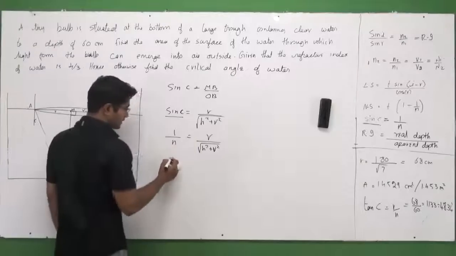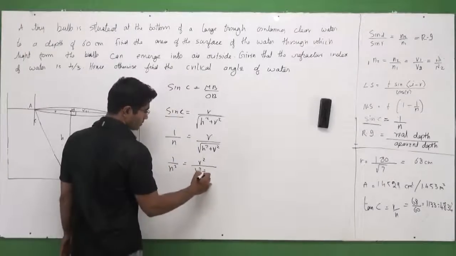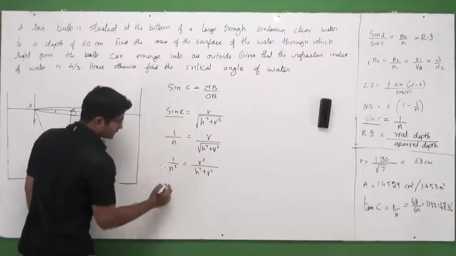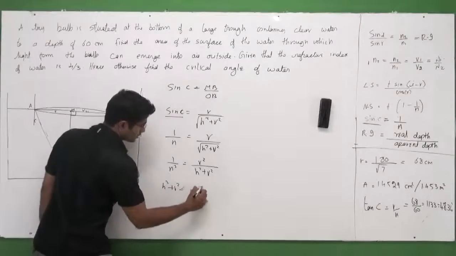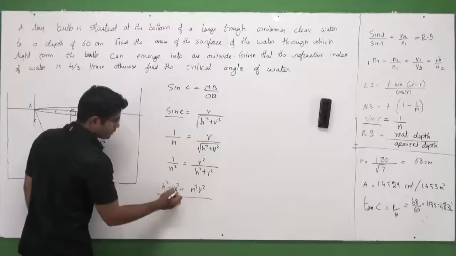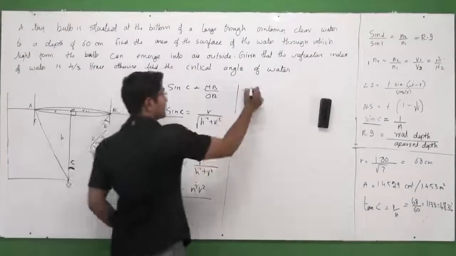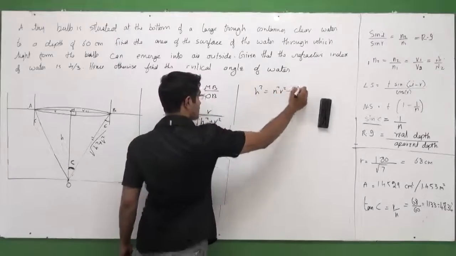Square on both sides, I'll get 1 by n squared is equal to r squared by h squared plus r squared. The root would go off here. Cross multiply, I get h squared plus r squared is n squared into r squared. I'm looking for r, so keep r on one side. So I can put this r on the other side. It says h squared is n squared r squared minus r squared.